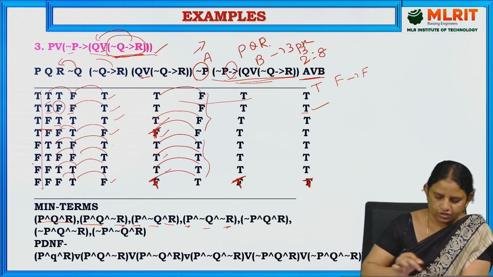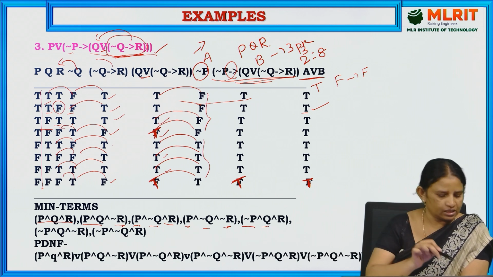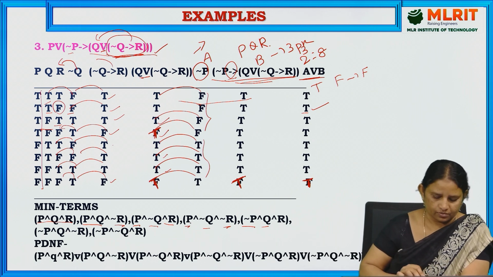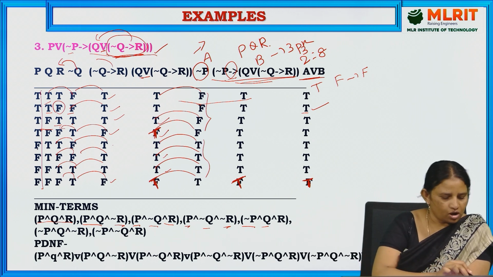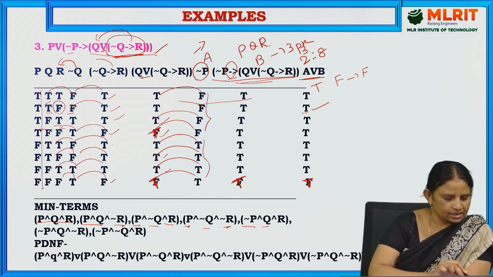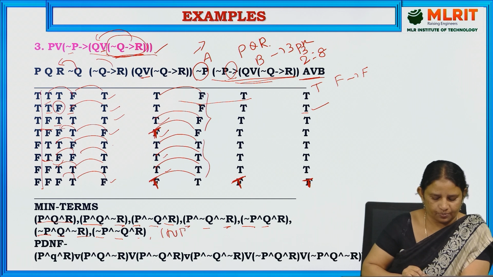The fifth combination: false means negation P, second one true means Q, and both true means Q and R. Next, the sixth combination: false means negation P, true means Q, false means negation R. The seventh combination: false means negation P, negation Q, R. What about the next combination? The last combination: negation P, negation Q and negation R.